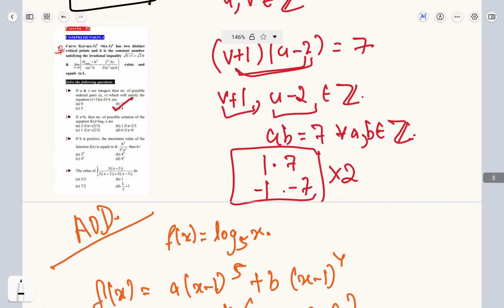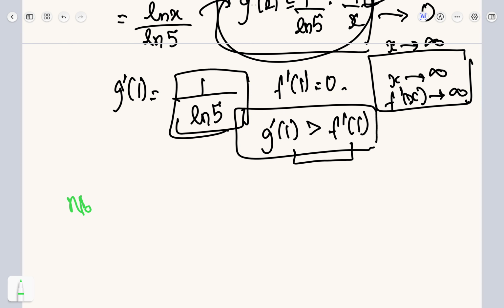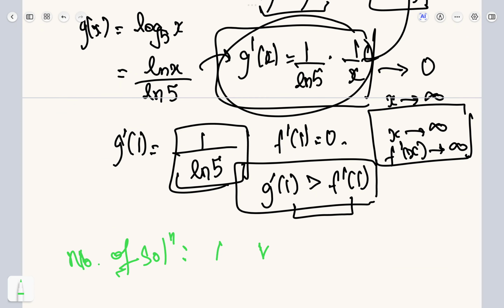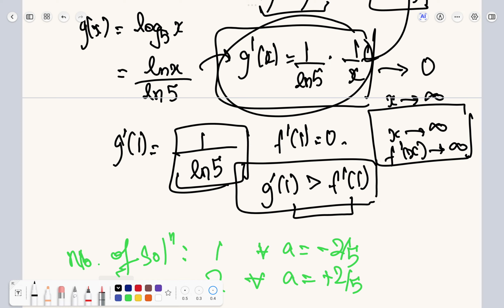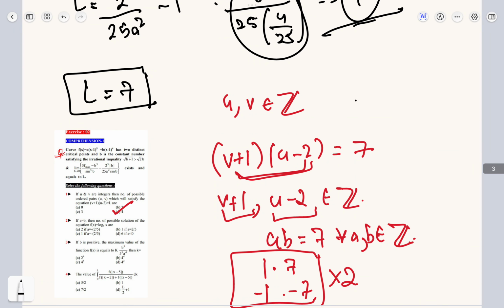So according to my solution, the number of solutions is, how many solutions? One solution if a is equal to minus 2 by 5, and two solutions if a is equal to plus 2 by 5, right? So my answer should be, let me check once. The answer should be C. Yeah, 1 if a is equal to minus 2 by 5, right?